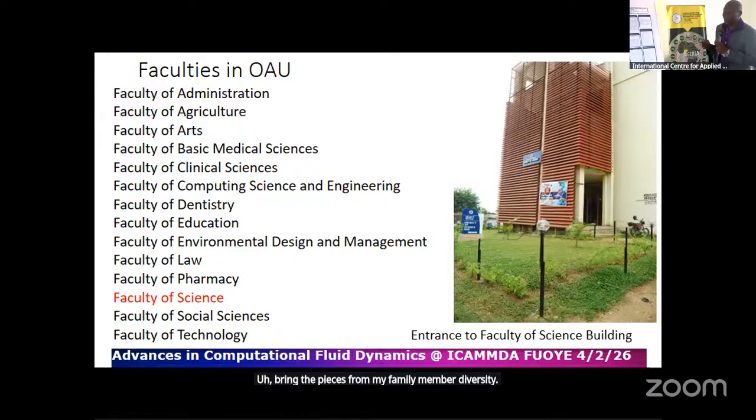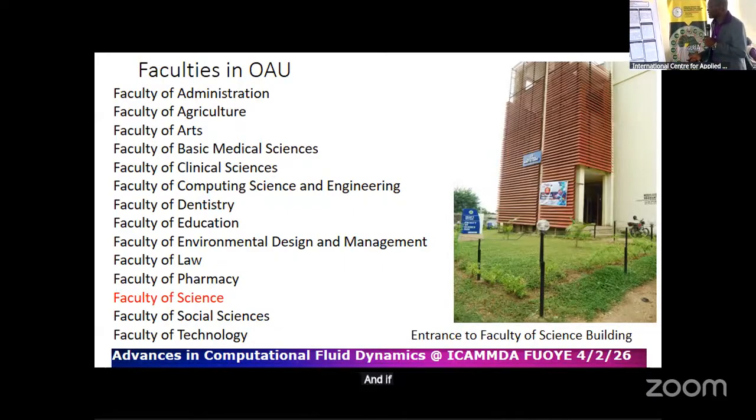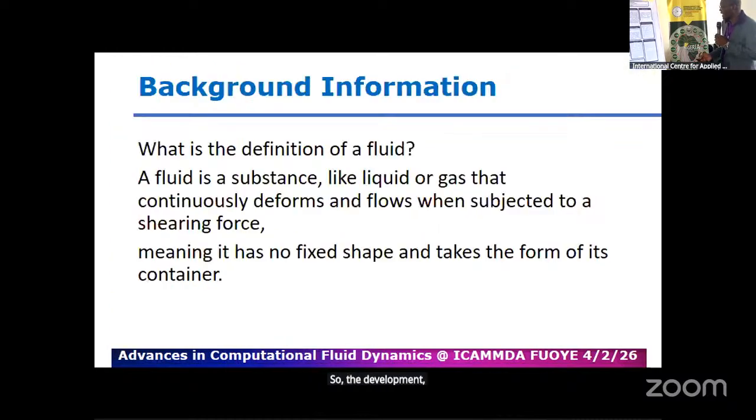In the university, we have 14 faculties, and we are in the Faculty of Science. So this is the building for the Faculty of Science, the entrance. The Faculty of Science is also under the Yellow House, popularly called the Yellow House. So the department is housed also under the Faculty of Science.